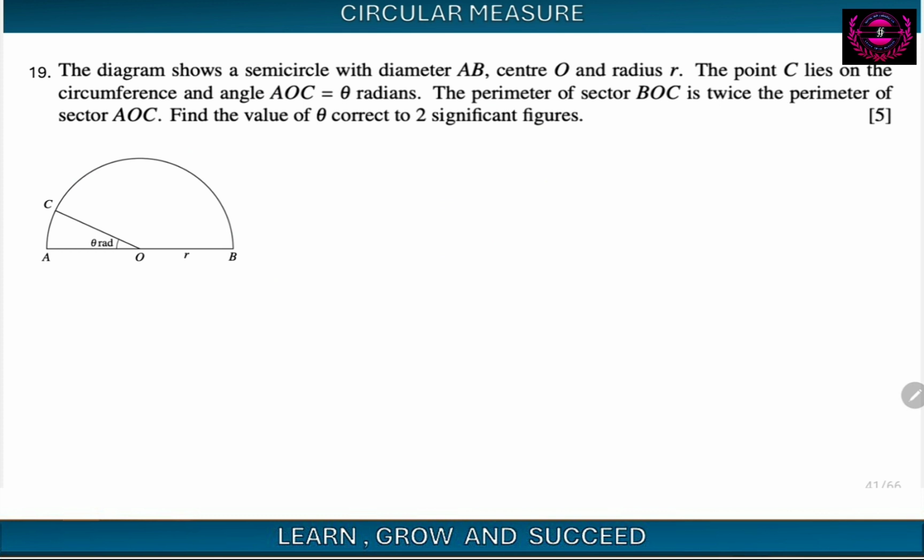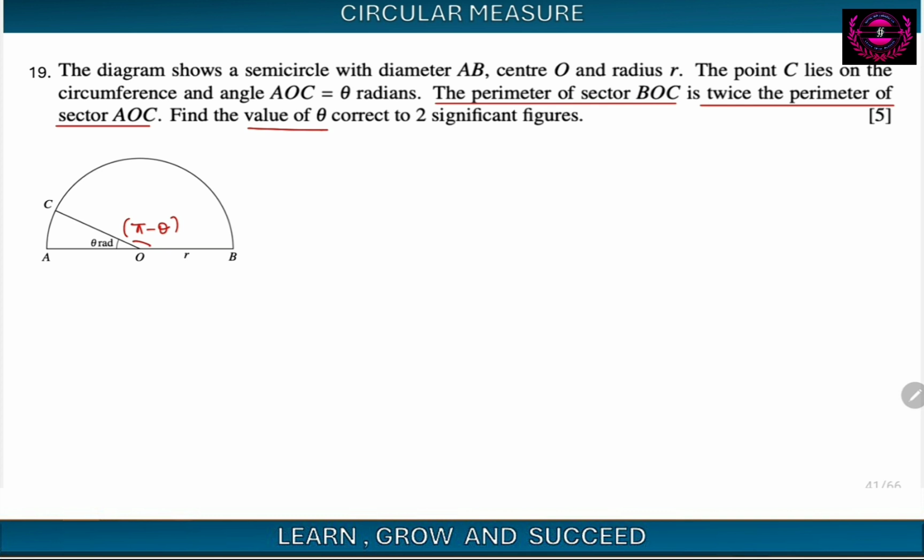Question number 19. The diagram shows a semicircle with the diameter AB, center O and radius r. The point C lies on the circumference, and angle AOC equals theta radians. The perimeter of sector BOC is twice the perimeter of sector AOC. Find the value of theta. Now if this is theta, then this is pi minus theta.